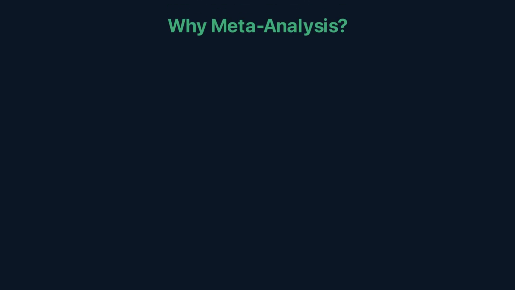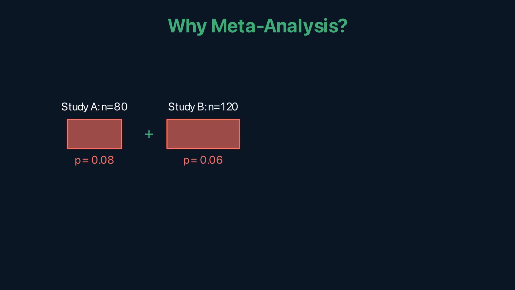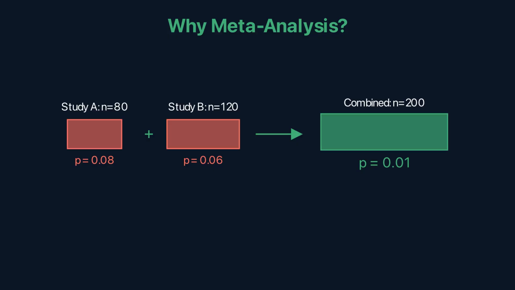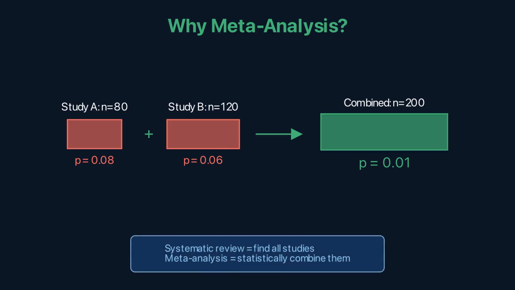Individual studies are often underpowered, too few patients to detect a modest but real effect. Study A has 80 patients, and a trend that doesn't reach significance. Study B has 120 with a similar trend. Neither alone is conclusive, but combined, 200 patients show a significant effect. Meta-analysis increases statistical power by pooling sample sizes.